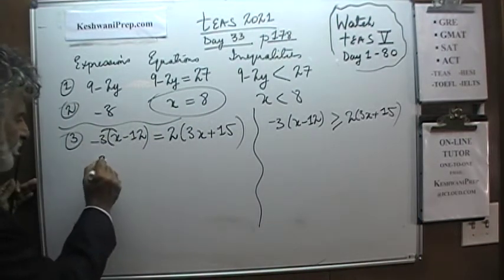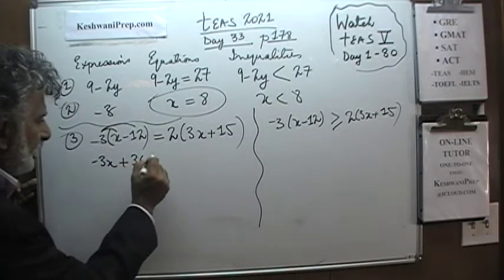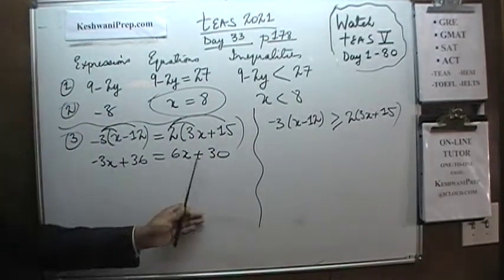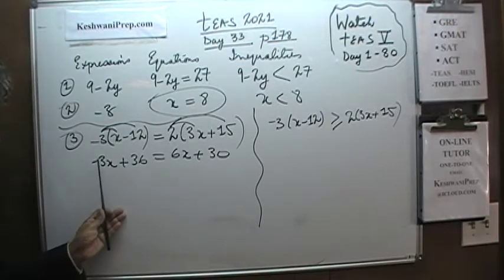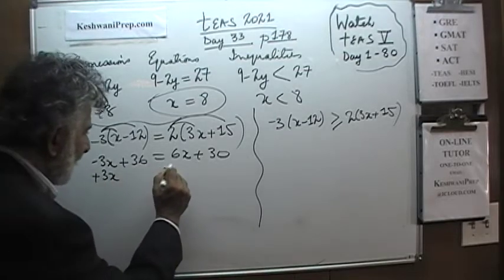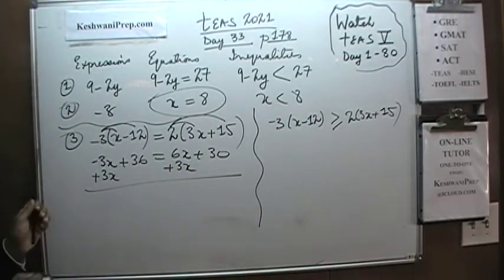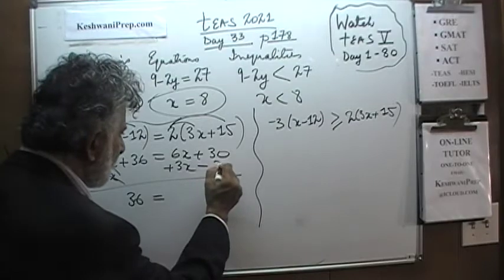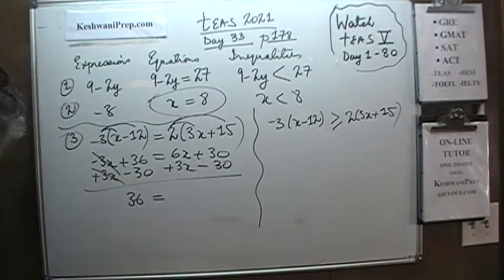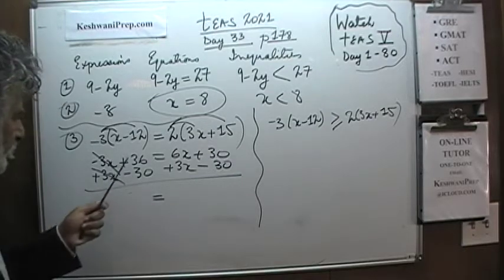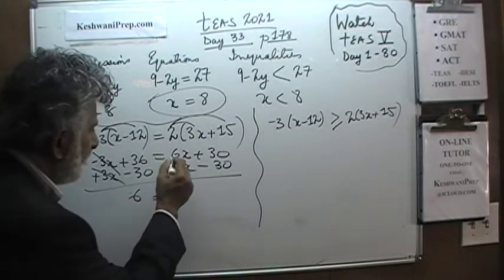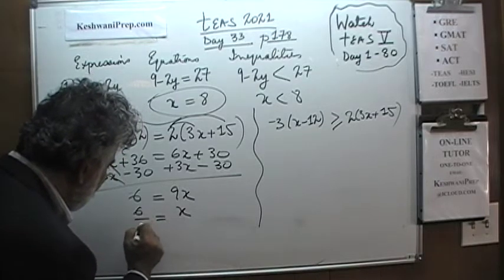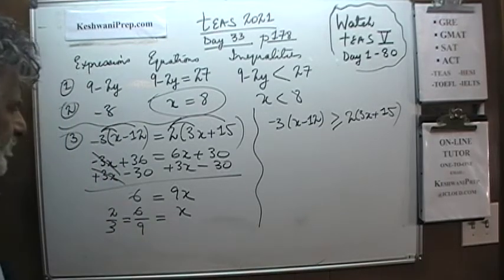Negative 3 times x is negative 3x. Negative 3 times negative 12 is positive 36. Equals 2 times 3 is 6x. 2 times 15 is 30. Now we need to bring the x's on one side and numbers on one side. We have a negative 3x here. Why don't we add 3x to both sides? The negative 3x is going to cross out the positive 3x. 36 comes down. And here we should subtract the 30 from here also. Let's subtract 30 at the same time, so that we don't have to do it in two steps. So 36 minus 30 is just 6. And this is 9x. Let's divide both sides by 9. If we divide both sides by 9, we find that x is equal to 6 over 9, which is 2/3. That's all.